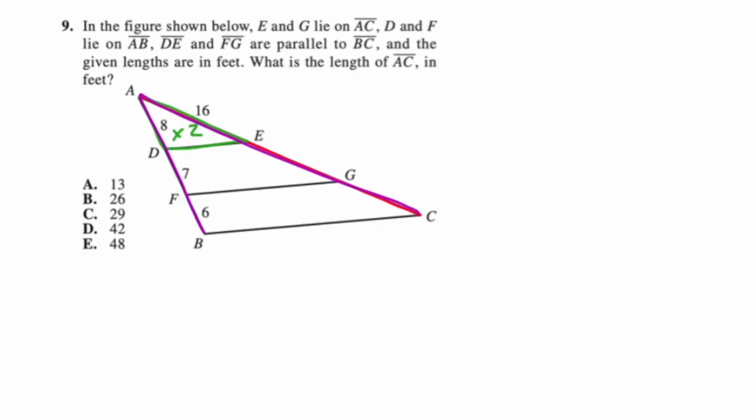So from A to B, if we add 8 plus 7, that's 15, plus 6, that's 21. So this whole line segment on the left is 21. If we multiply that by 2, that will give me the whole line segment from A to C. 21 times 2 is 42, so the answer is D. And the ACT categorizes this under, of course, geometry.